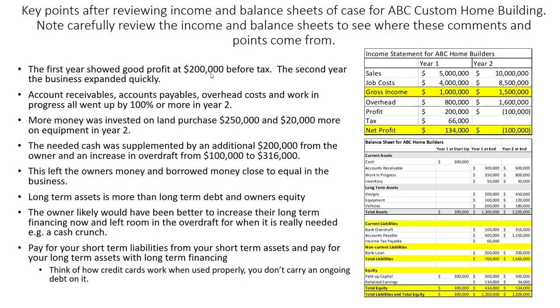The first year showed good profit at 200,000 before tax. And the second year, the business expanded quickly. By expanded, I mean your sales were 5 million and now they've doubled. So that's a pretty quick expansion. Maybe you built one home, or maybe you built several homes the first year and then you doubled the homes the second year. Maybe that's what that means.